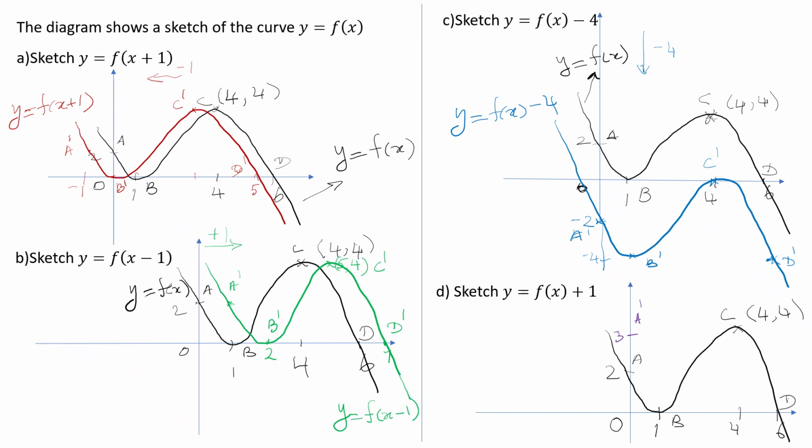So B, y coordinate is 0. The new y coordinate is going to be 1. So this is B dash. The new y coordinate for C is going to be 5. So this is C dash. The D point, y coordinate is 0, so this is going to be here, D dash. So let's draw the graph.